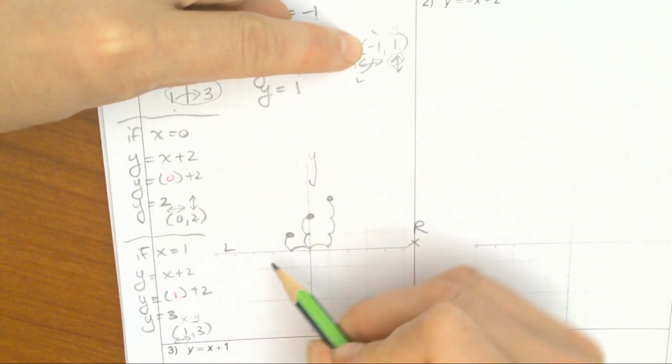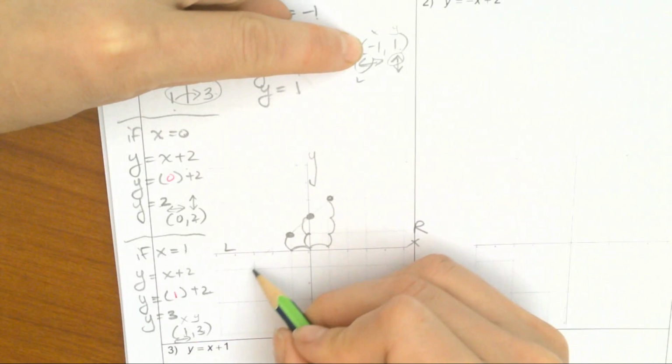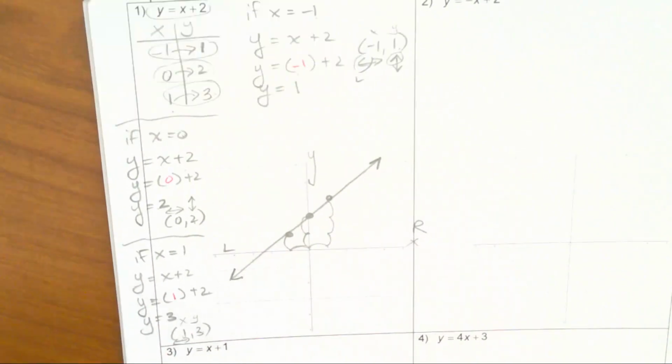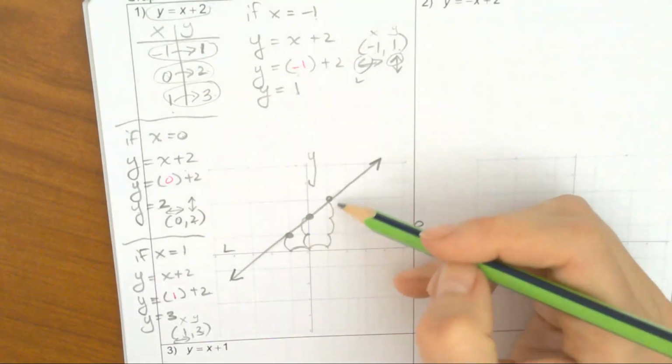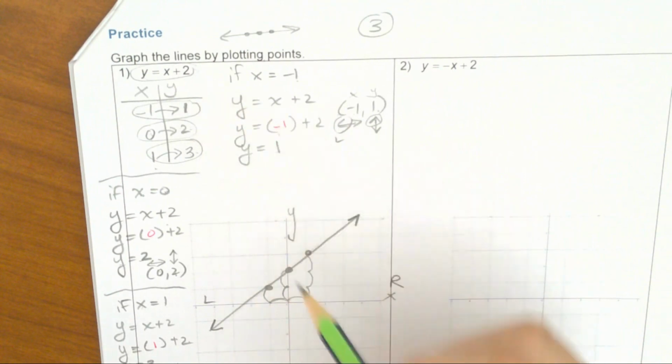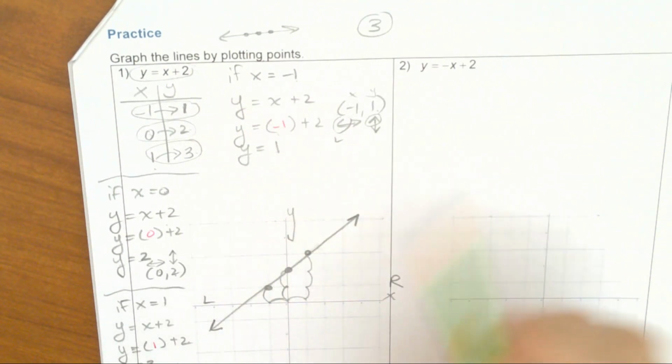So you can see the points are in a line, they're collinear. Then I just put a line through everything. So I have graphed a linear equation. So this equation, when I graph it, looks like this. Let's do the next one.